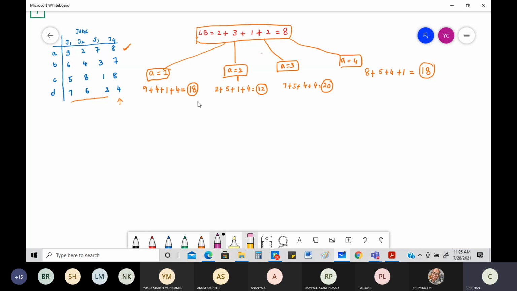we need to go for a job which is having a minimum cost. You have 18, 12, 20, 18. The one that is having the minimum is nothing but your 12. Right? It's very much your 12. So what are you going to do? You are going to leave out this, and this. You're only going to select this one.